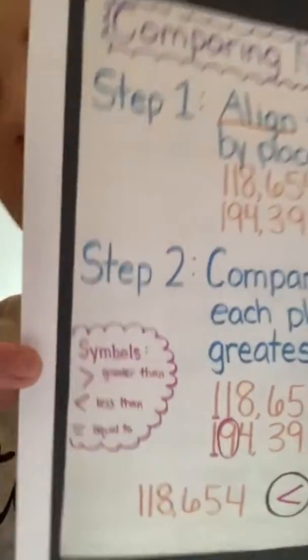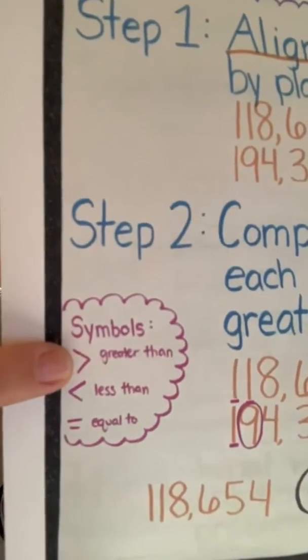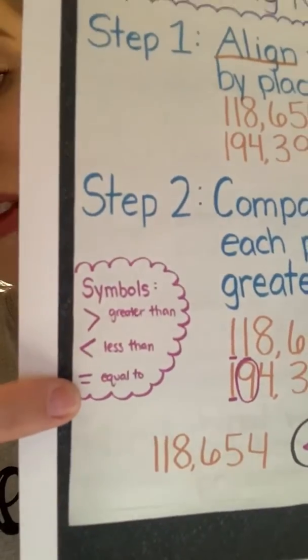Now, when we're comparing numbers, we have three symbols. We have the greater than symbol, the less than symbol, and the equal to symbol. Now remember, the open part goes toward the bigger number. In second grade, you learned that it's an alligator and it eats the bigger number. The open part goes toward the bigger number. If you remember 2 points and 1 point, the 2 points go toward the bigger number, okay?